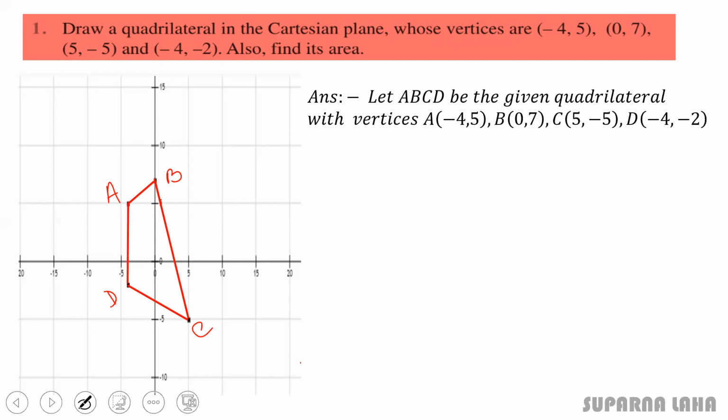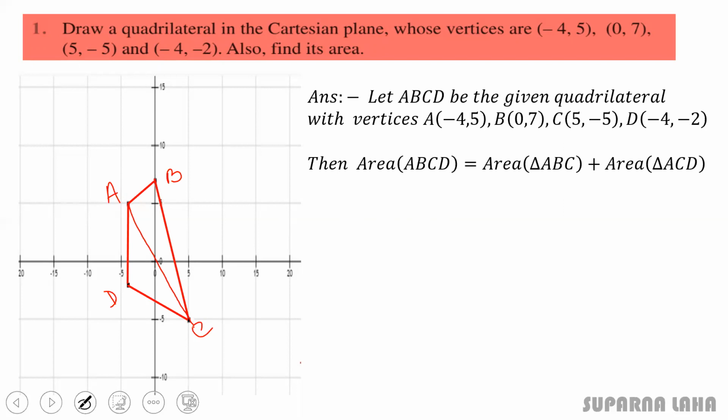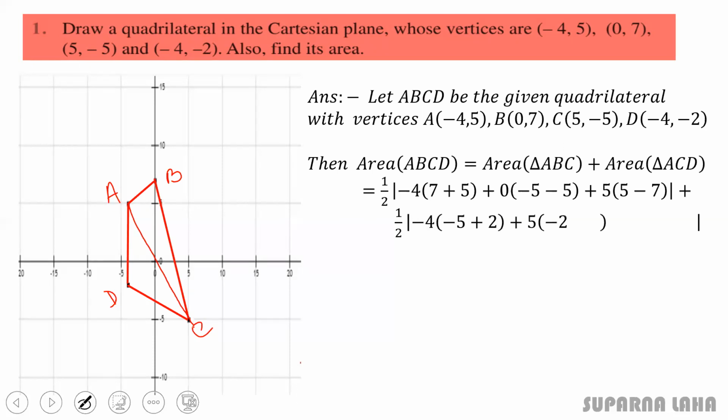Okay, now if I just join A and C, look at that. This line AC divides this quadrilateral into two parts, into two triangles, and we know how to find the area of the triangle. So the area of this quadrilateral is equal to the area of these two triangles, that is area of ABC and area of ACD. So you know the formula. Points A, B, and C are given, and A, C, and D are given. So apply the formula or the determinant form, whatever you want to use.